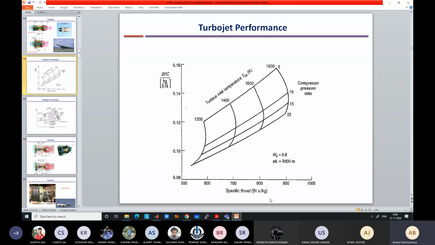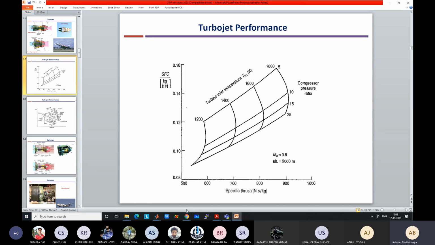If you increase the Mach number, the inlet velocity increases, and it causes a momentum drag. You remember what the momentum drag is? This m dot (v minus vi) was there for calculation of thrust, right? So the negative term, the vi term, increases, and as a result it influences the specific thrust. The specific thrust goes down, and the specific fuel consumption increases at higher Mach number.